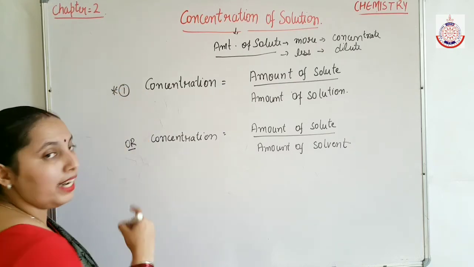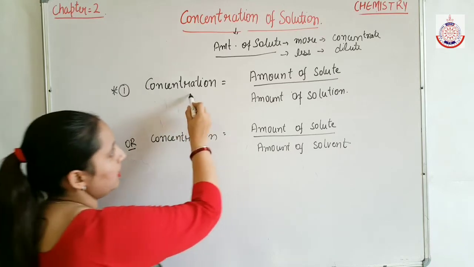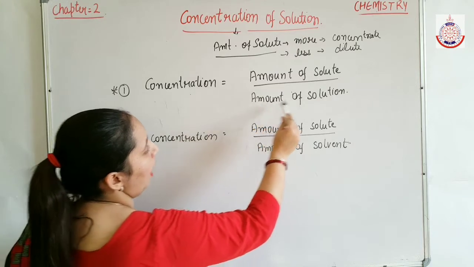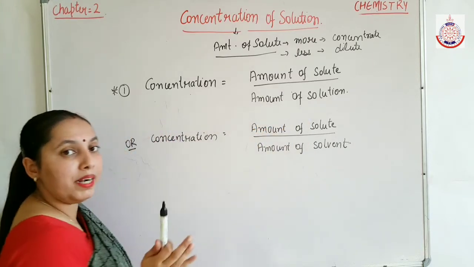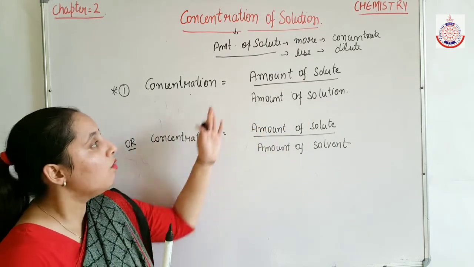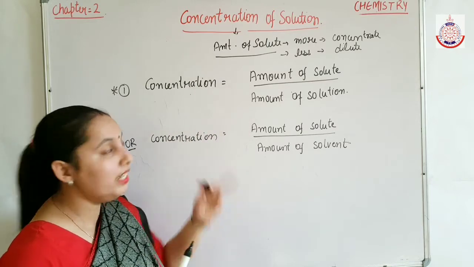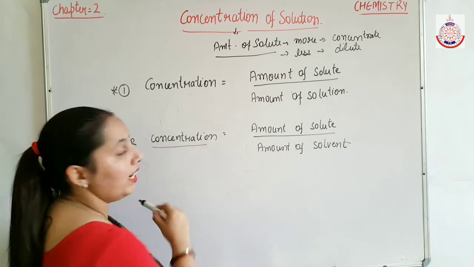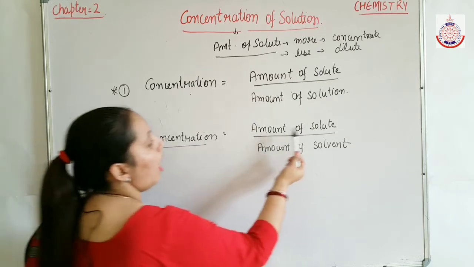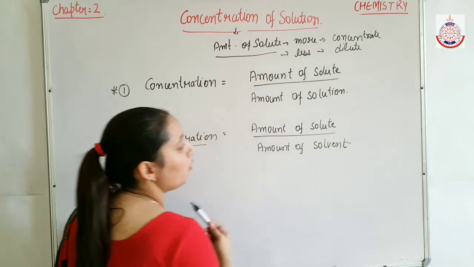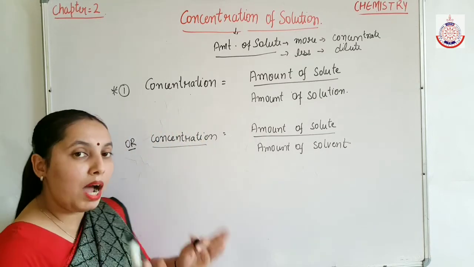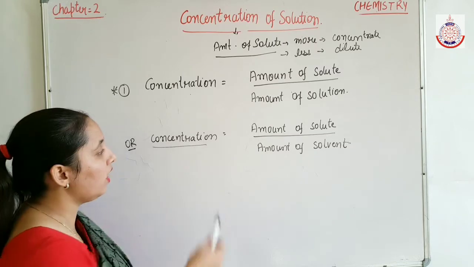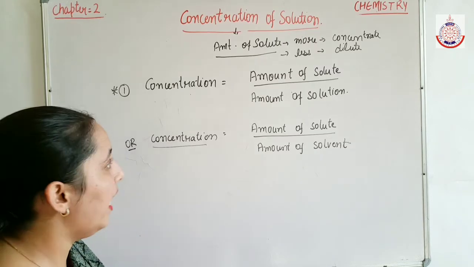The first way we can express concentration, and what concentration means, is the amount of solute per amount of solution. It means that in a particular amount of solution, what amount of solute is present, that is concentration. Or another way we can also define concentration as the amount of solute in an amount of solvent, that is, in a given amount of solvent how much solute is present. So in this way also we can express.